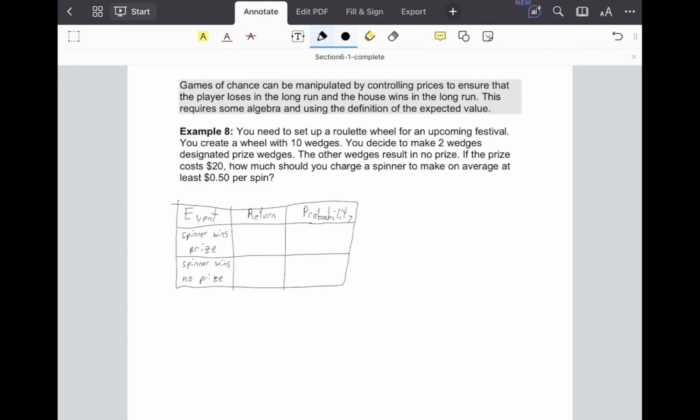Okay, so if the spinner wins the prize, we're losing $20, but we're also gaining how much we're charging for each spin. So let me just write here, since we don't know something, we'll take the algebra approach of defining it as a variable, and we'll say let x be how much we charge.